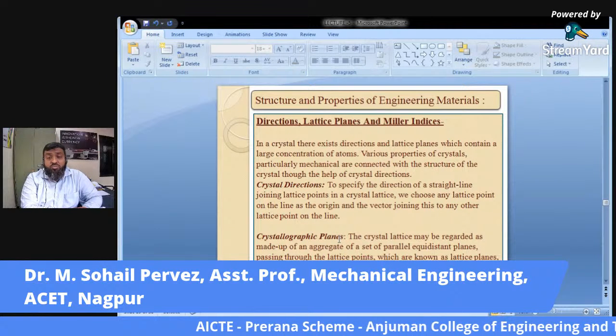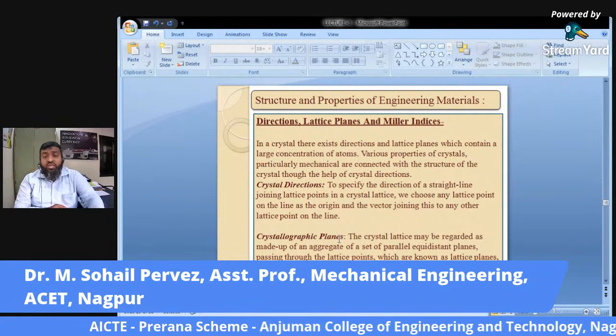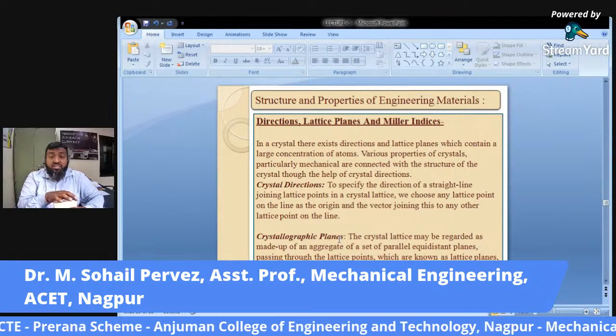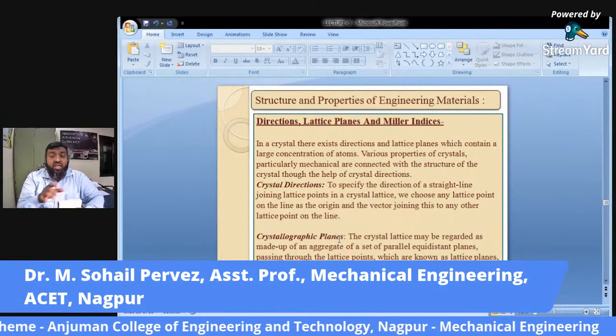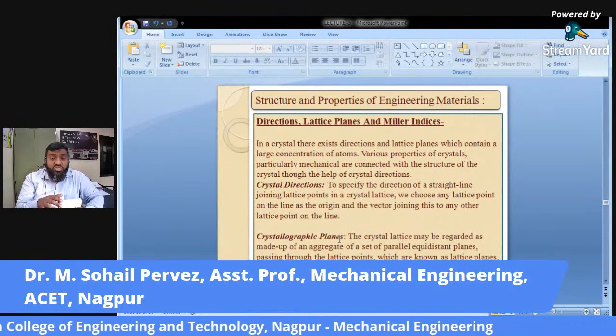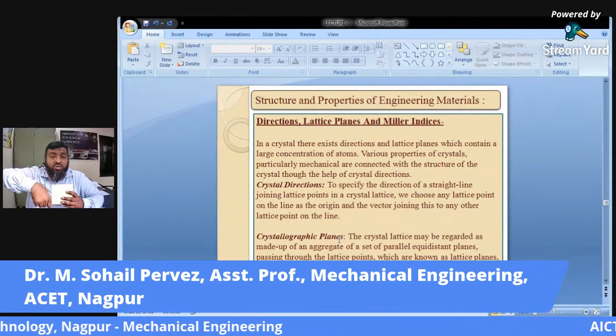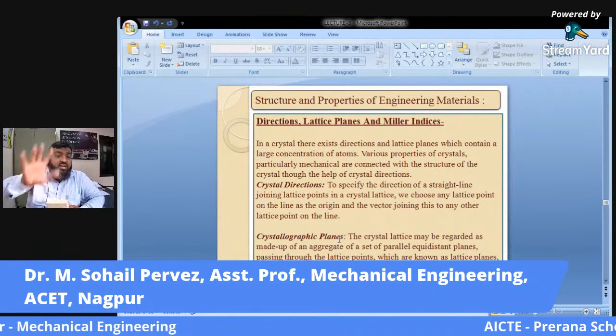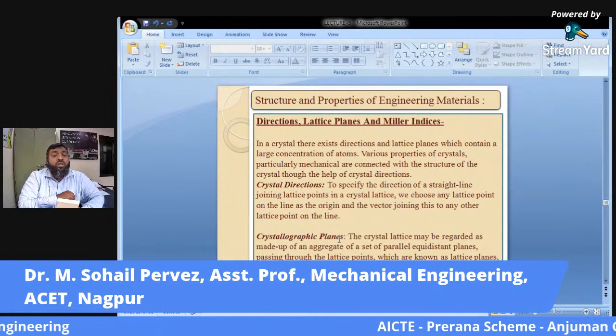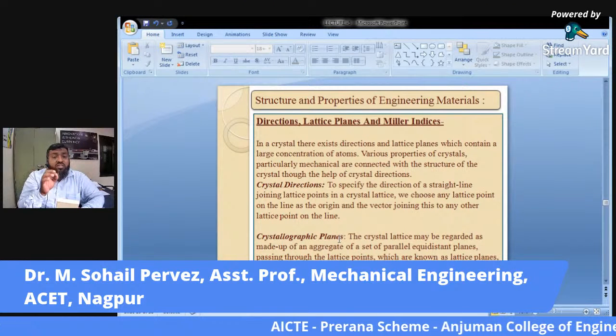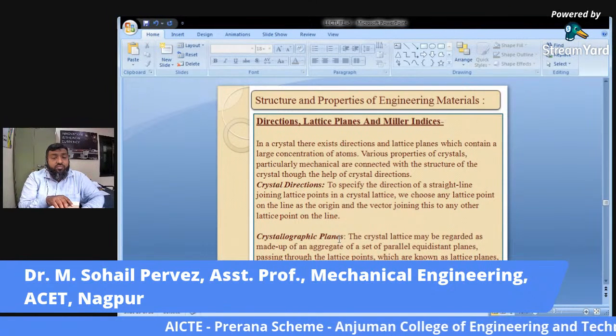Crystal direction: to specify the direction of a straight line joining lattice points in any crystal lattice, we choose any lattice point on the line as the origin, and the vector joining this to any other lattice point on the line decides the crystal direction. Yes, that is called crystal direction.